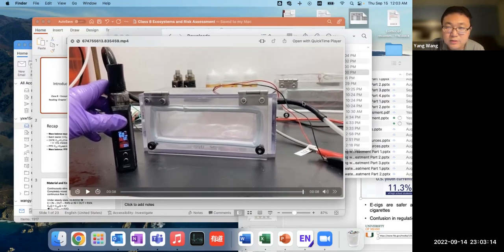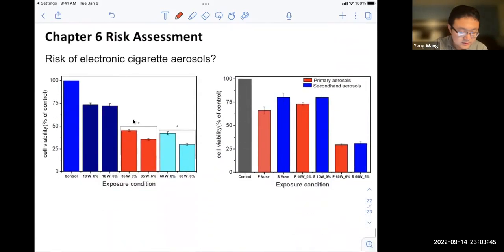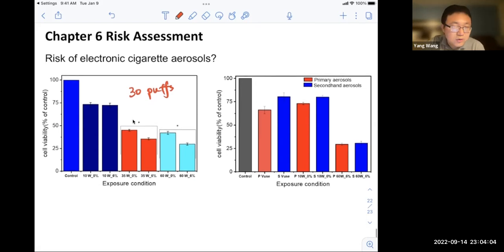So basically, we're using a vacuum pump to pull the aerosols, or the airflow, through this e-cigarette. This e-cigarette has an on and off switch, so if you press that button, you generate these aerosols and they are introduced into the chamber. So what is the result? Let me go back to the slides again. We determined the cell viability after we exposed these cells to 30 puffs of e-cigarette smoke. As a reference, a general e-cigarette smoker uses around 168 puffs per day.